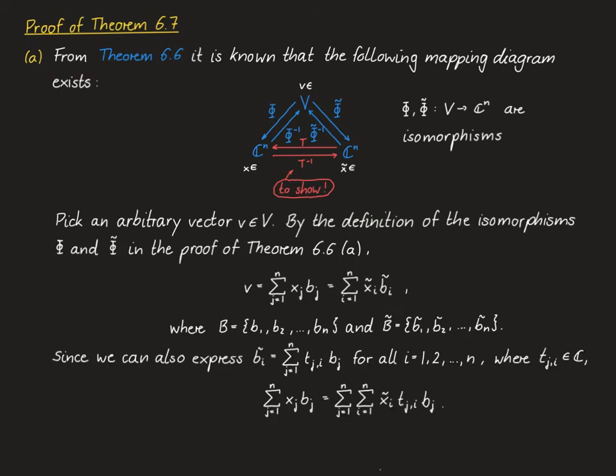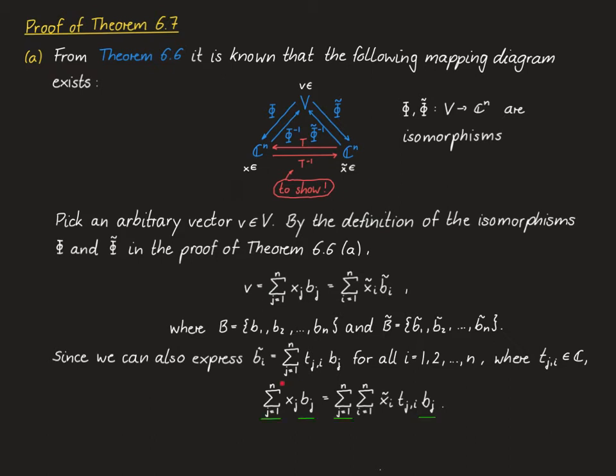Note that we can also express each of the basis vectors in B tilde in terms of the basis B. So we can express a basis vector b tilde i as a linear combination of the basis vectors in B, where the variables tji denote appropriate scalars. And we can substitute these expressions into the formula up here. Then we can exchange the two summations over the index j and the index i, and we get to this formula down here.